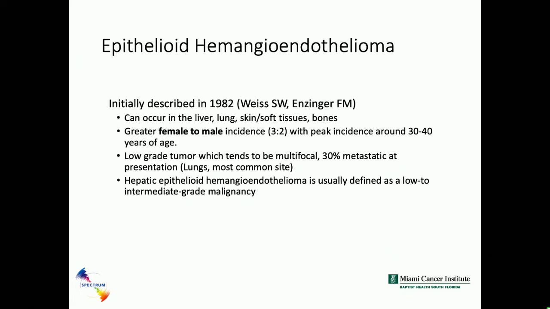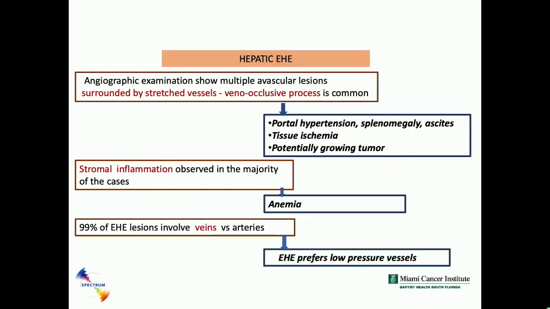Next slide, please. So in the liver, the angiographic examination of this particular disease is shown. Typically, there are multiple avascular lesions which tend to enhance more on the venous phase of the injection. And these lesions are surrounded by stretched vessels, which is due to a veno-occlusive process, which could be common. Patients can have portal hypertension, splenomegaly, ascites, tissue ischemia, and the tumors tend to grow, some of them slowly.